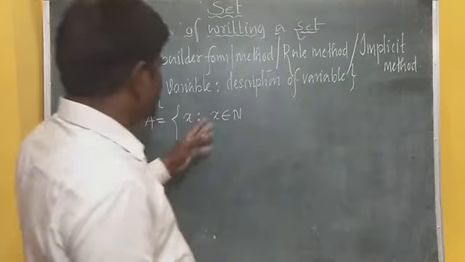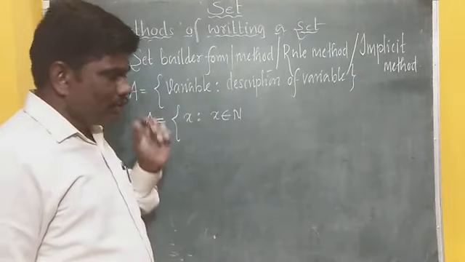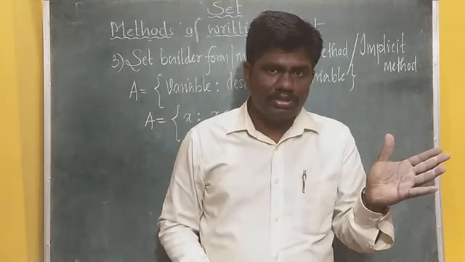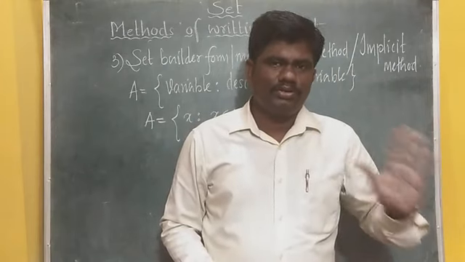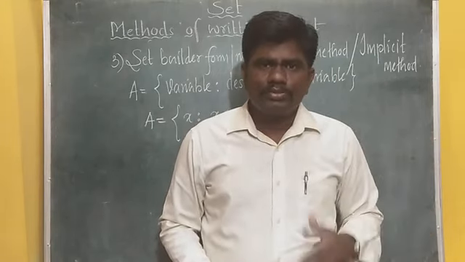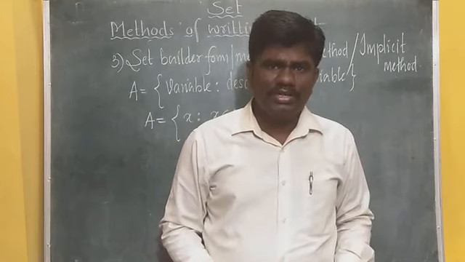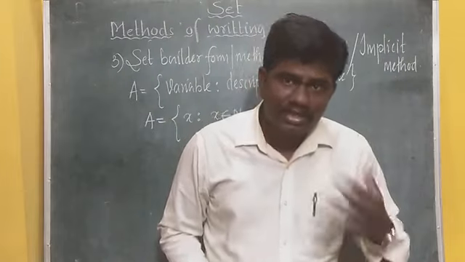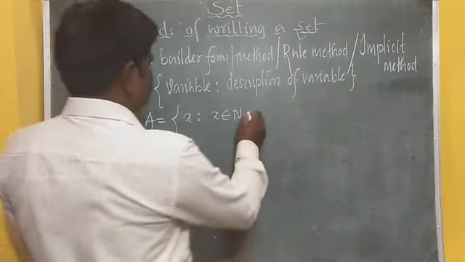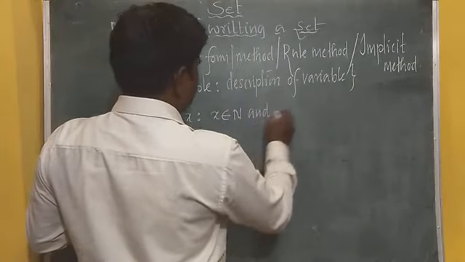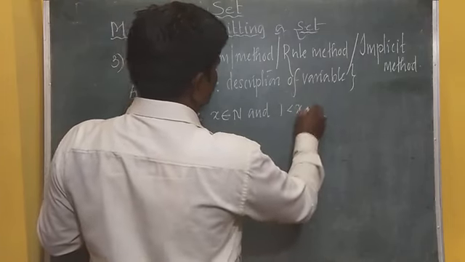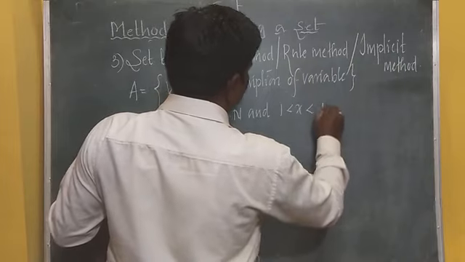The first condition, x is a natural number. When you say x is a natural number, everybody starts thinking about natural numbers. That means they start thinking 1, 2, 3, 4. But the question comes, how many numbers you want? Isn't it? So for that, you have to again add the condition. What is that condition? x greater than 1 and less than 10.